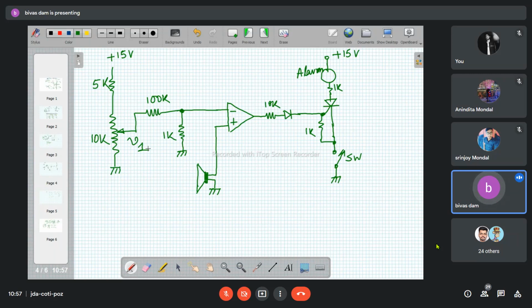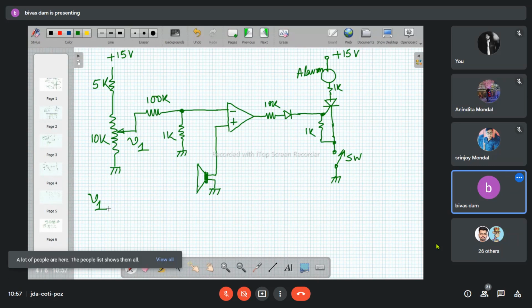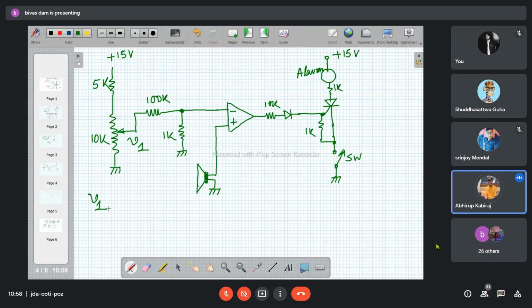What is the range of values of V1? What is the range of values that you'll have at V1? So 0 to 10. 0 to 10 millivolts. That is 0 to 10.